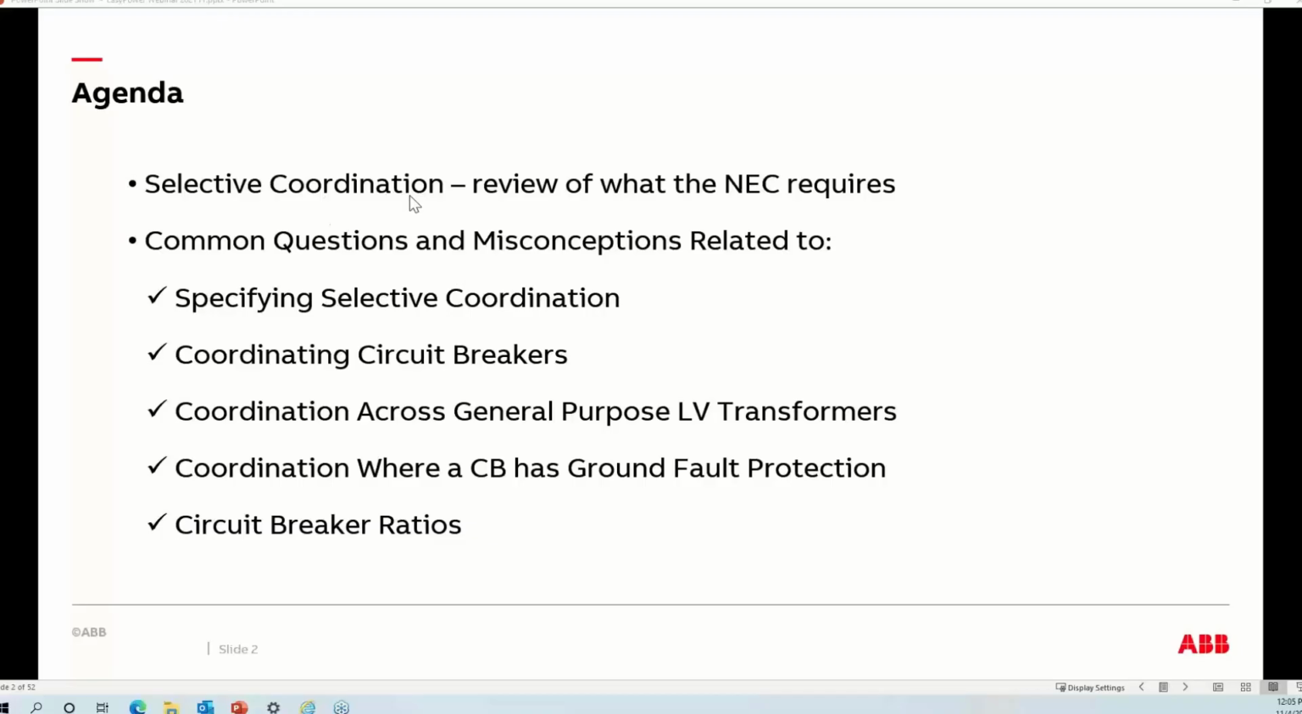I just want to make sure we're all using the same definition, reading off the same sheet of music, so to say. So I'll do a quick review of some of the key things the NEC requires and its definitions, and then jump into these various topics: specifying selective coordination, some details on coordinating circuit breakers, and then even further details on how to do that across low voltage general purpose transformers. What do you do when a circuit breaker has ground fault? And then a little bit about circuit breaker ratios.